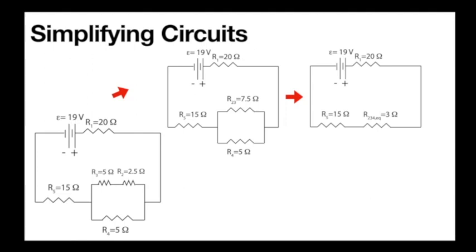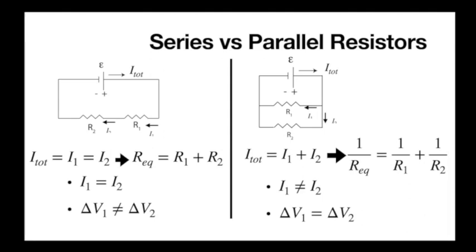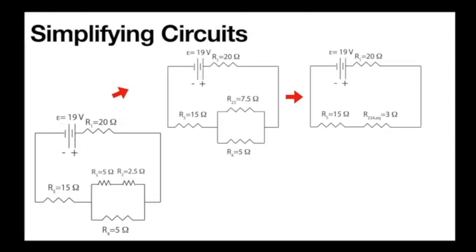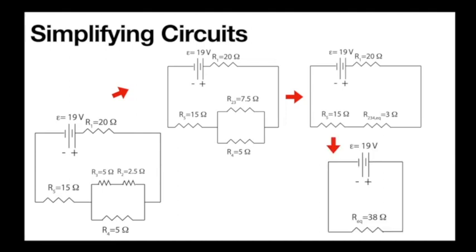3 from like 1 over 5 plus 1 over 7.5, like this equation. I just plugged those in. I just didn't show it here. Okay, that's where we were. And now we're left with 3 resistors in series, right? That's just one after another. They all have the same current, and so we can just add their resistances together to get a final REQ of 38 ohms. So now we've succeeded in the first step, which is simplifying.